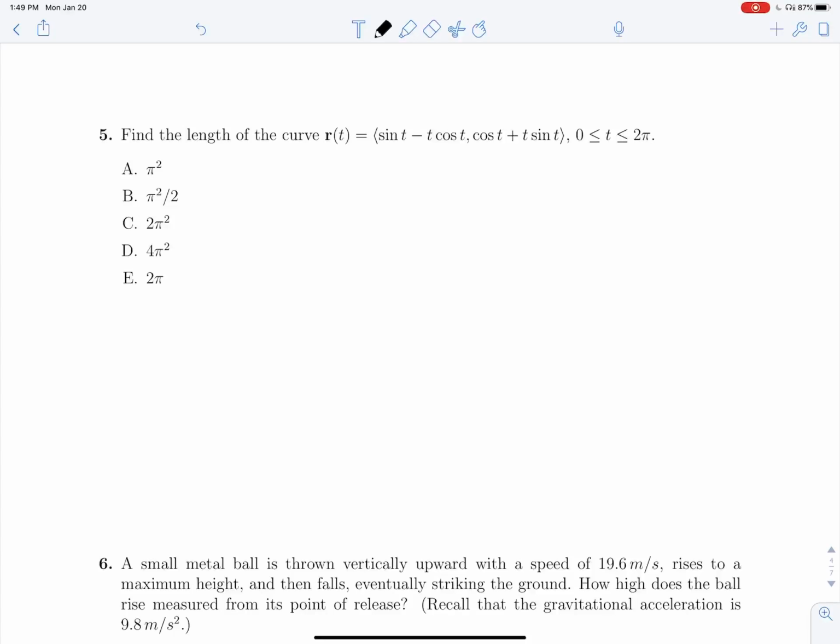Question 5, let's find the length of the curve given there is r of t for t between 0 and 2 pi. So we're integrating from 0 to 2 pi of the magnitude of r prime of t dt. That's just our equation for arc length. And let's find our r prime of t. This is going to be negative cosine t. Oh no, this one's not that fun. Negative cosine t, okay, let's start that over.